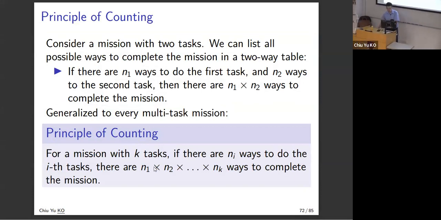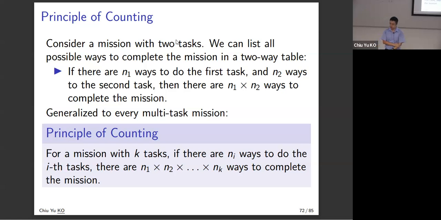Consider the following case. You need to complete 2 tasks, and how many possible ways are there to complete this mission with 2 tasks? Suppose for task 1, you have n1 ways, and for task 2, you have n2 ways. How many ways do you have? It's n1 times n2. Why? The proof is very simple, because for every way you do task 1, there are n2 ways to do task 2, right? So you add n2 to itself n1 times, which is the meaning of multiplication.